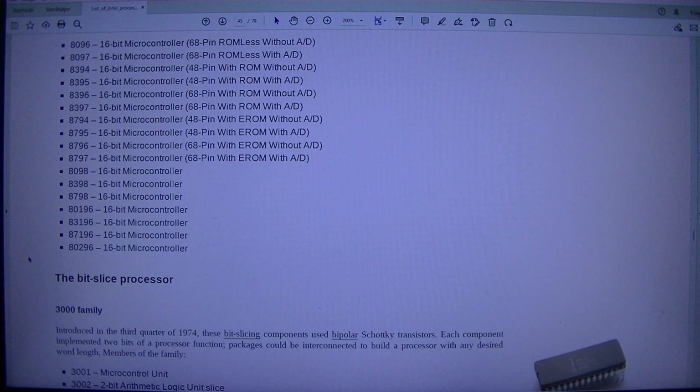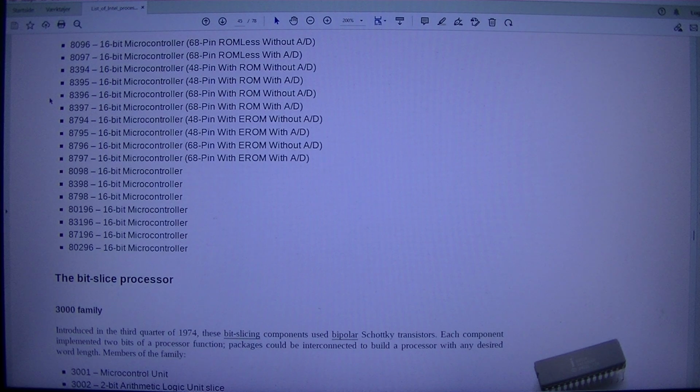8096 16-bit microcontroller, 68-pin ROM-less without a /D. 8097 16-bit microcontroller, 68-pin ROM-less with a /D. 8394 16-bit microcontroller, 48-pin with ROM without a /D. 8395 16-bit microcontroller, 48-pin with ROM with a /D.